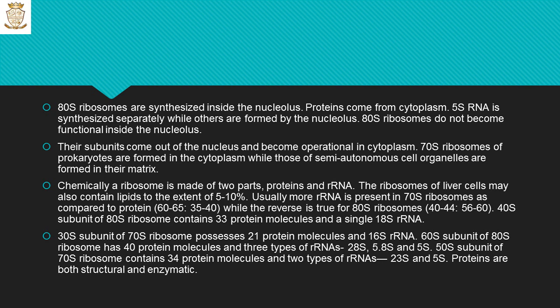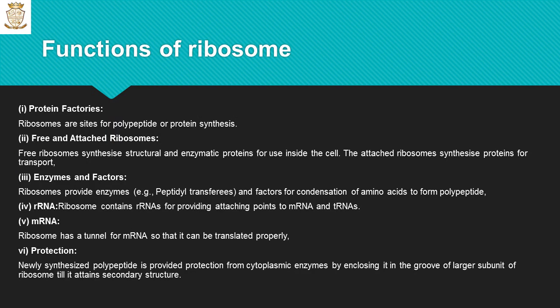80S ribosomes are synthesized inside the nucleus. Their subunits come out of the nucleus and become operational in the cytoplasm. Chemically, a ribosome is made up of protein and rRNA. The 30S subunit of the 70S ribosome possesses 21 protein molecules and 16S ribosomal RNA. The 60S subunit of the 80S ribosome has 49 protein molecules and 3 types of rRNA, that is 28S, 5.8S and 5S. The 50S subunit of the 70S ribosome contains 34 protein molecules and 2 types of RNA, 23S and 5S. Proteins are both structural and enzymatic.